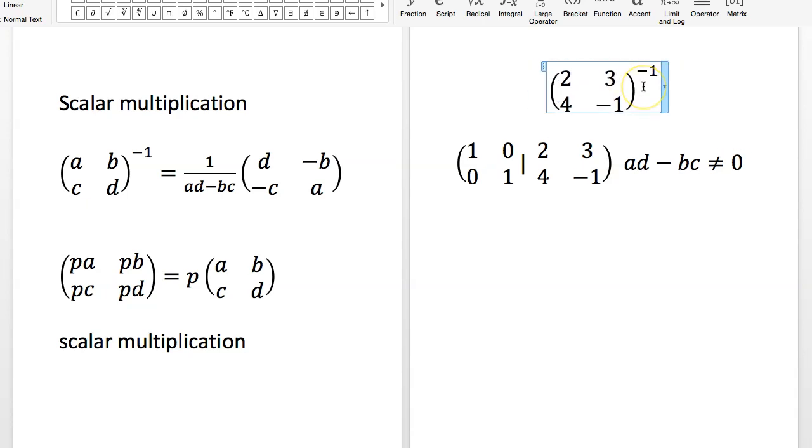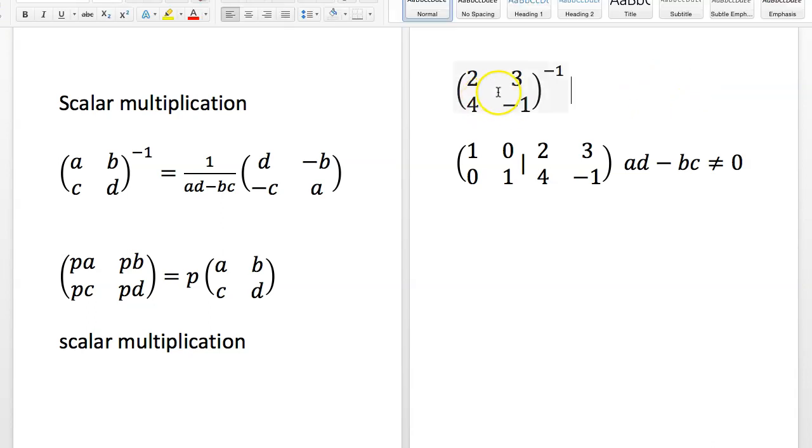So I want to find the inverse of this. This is who I want to find, the negative 1 power. Okay, so I can do this, right? AD minus BC for my original matrix is negative 14. The point is it's not 0.